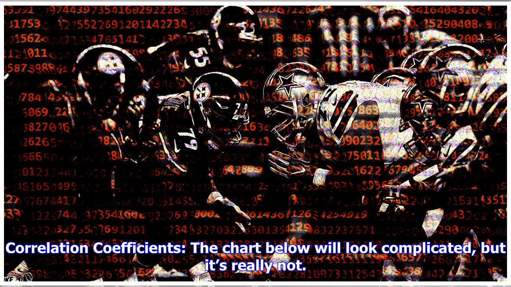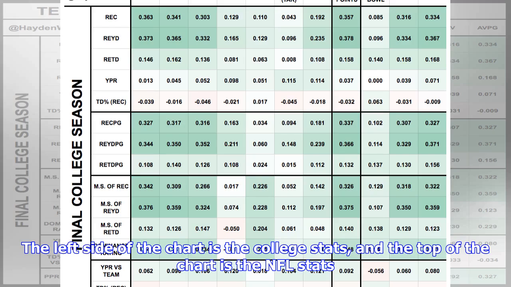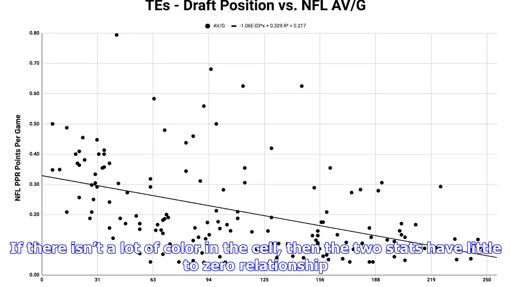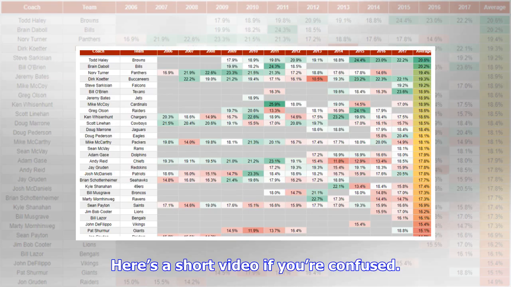Correlation coefficients. The chart below will look complicated, but it's really not. The left side of the chart is the college stats, and the top of the chart is the NFL stats. The darker the color, either green or red, the more correlated the two stats are. If there isn't a lot of color in the cell, then the two stats have little to zero relationship. Here's a short video if you're confused.